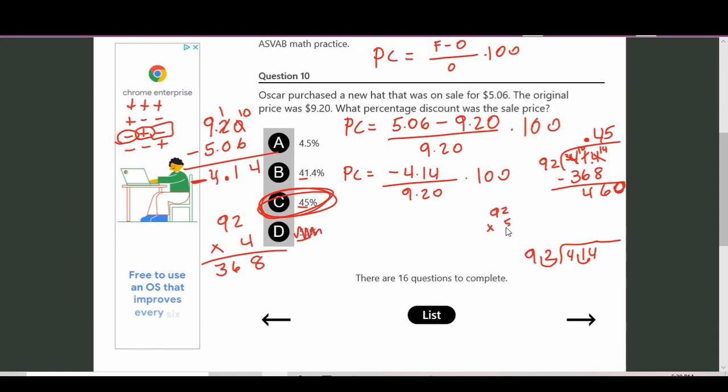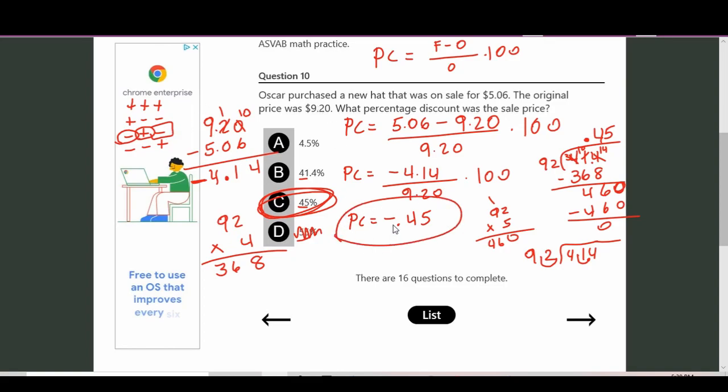92 times 5. 5 times 2 is 10, write 0. Carry the 1. 5 times 9 is 45. Plus 1 is 46. So we can see that 92 times 5 is 460 with no remainder. Therefore, the percent change is negative 0.45. Again, we have negative divided by positive. Negative divided by positive, result's going to be negative.